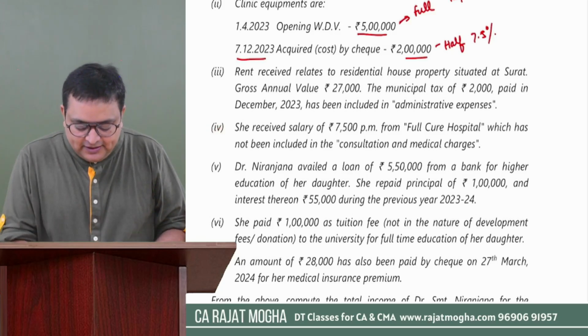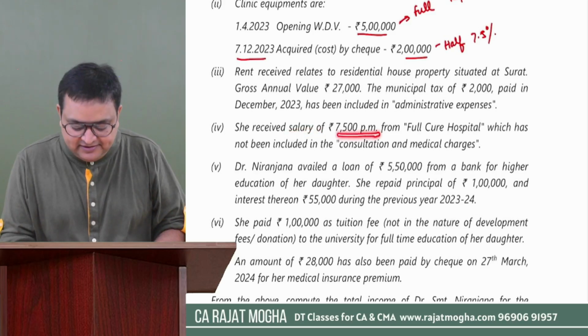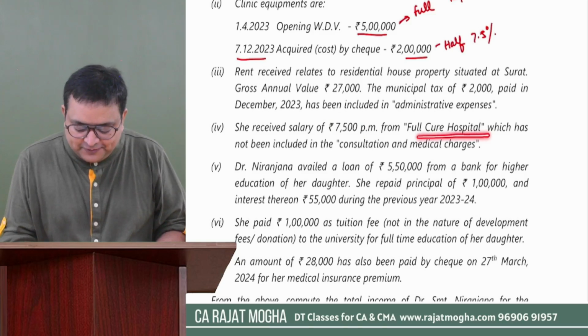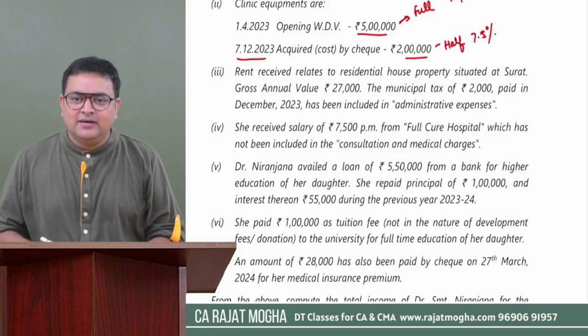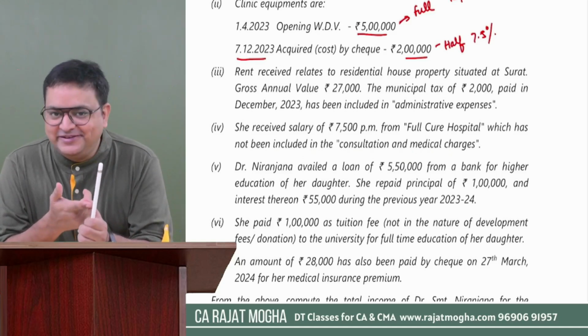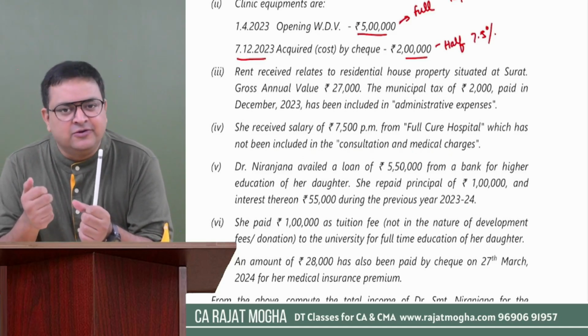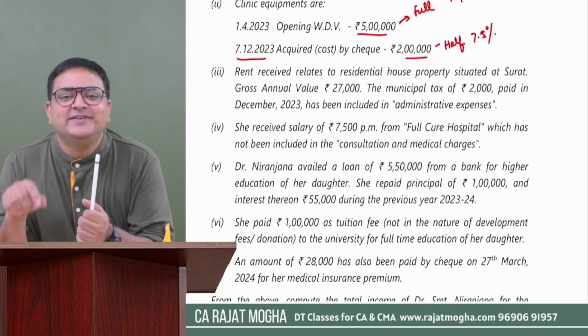Fourth point. She received salary of rupees 7,500 per month from Full Cure Hospital, which has not been included in consultation and medical charges. So she has income from PGBP. She has income from other sources, as we have seen some dividend and some winning also. She has income from house property. And now she has income from salary also.